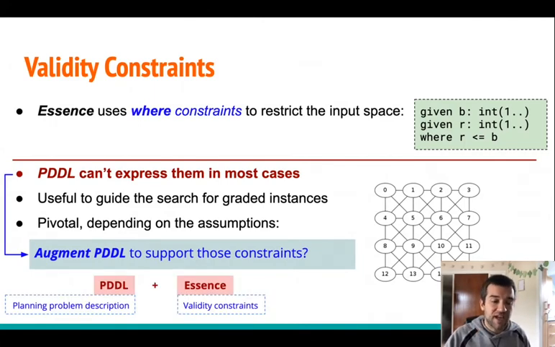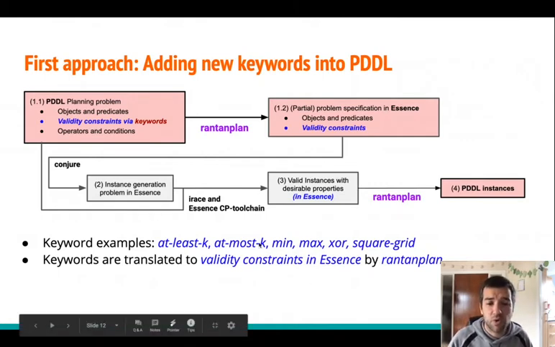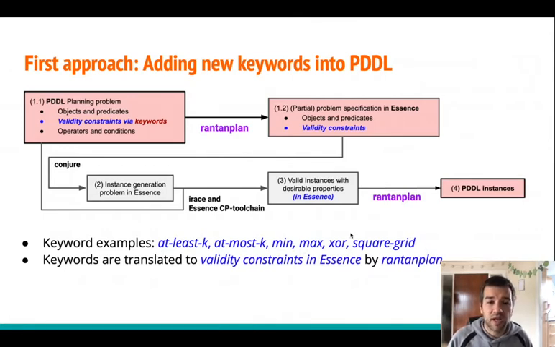Our objective will be then to have a PDDL file with the description of the problem and using Essence to express these validity constraints. Our first approach here was to add just a new set of keywords into PDDL with keywords like at least, at most, mean, max, etc., to be able to express these validity constraints, and to add on the front of the system a translator from this PDDL to Essence, and on the back of the system a translator from Essence to PDDL.